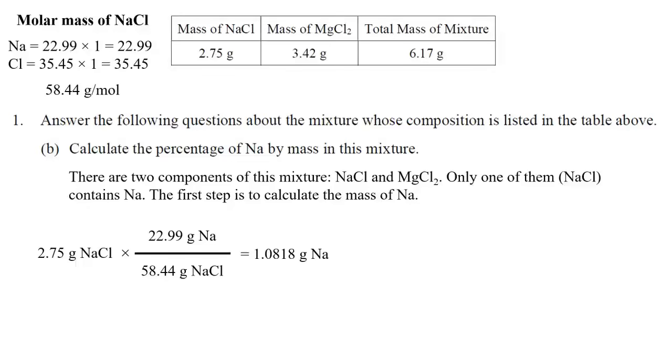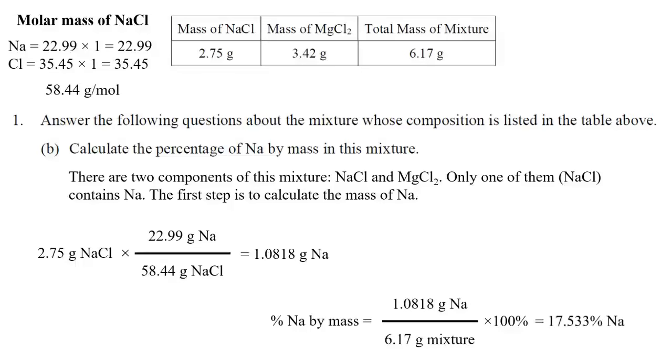The percentage of sodium by mass in the mixture would be the mass of sodium divided by the total mass of the mixture, which we know is 6.17. So grams of sodium over grams of mixture times 100. And now I'll round this off to 3 significant figures. So we'll call this 17.5% sodium by mass.